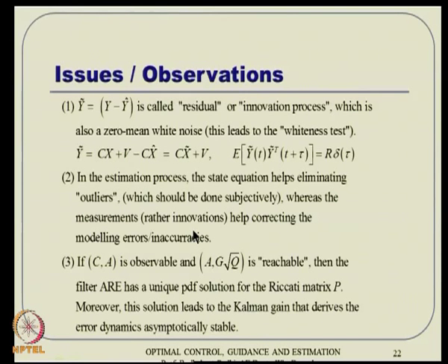So, what is the third point? The third point is, if (C, A) is observable and the pair (A, G square root of Q) is reachable, then the filter ARE has a unique positive definite solution for the Riccati matrix P. Moreover, the solution leads to a Kalman gain that drives the error dynamics asymptotically stable. So there are two conditions. The problem has to be observable, otherwise nothing will work, and the pair (A, G times square root of Q) needs to be reachable.